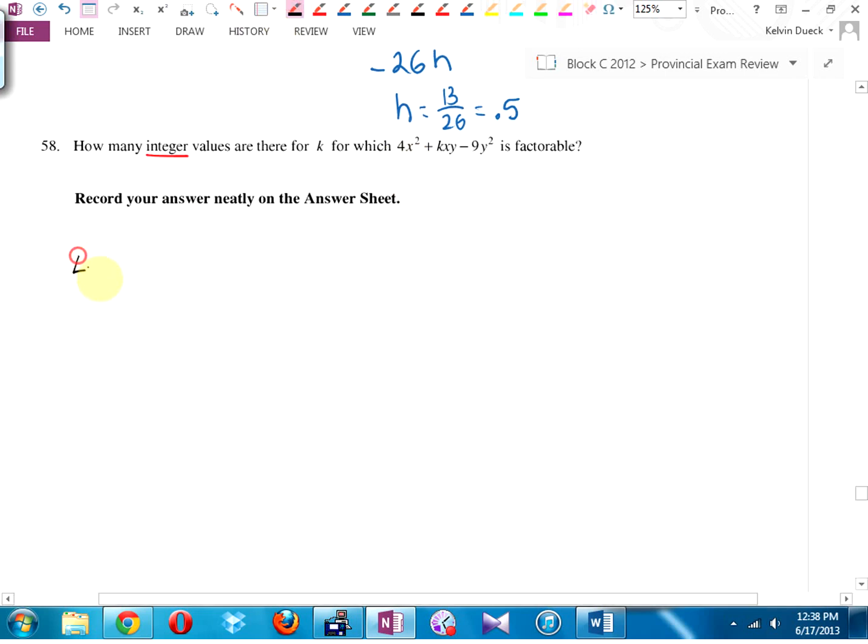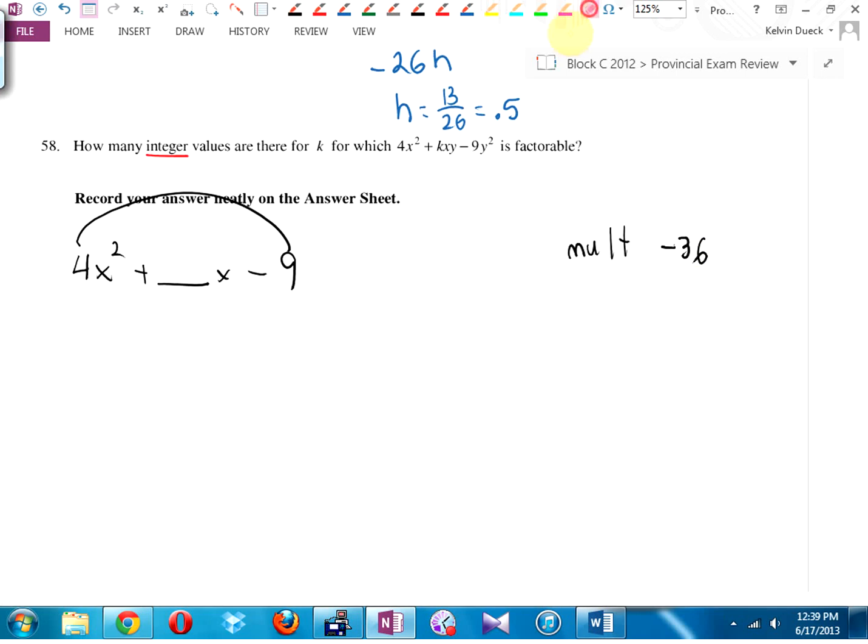All right, let's try it with this one. Now, I told you I'm going to ignore the y squared. That's not going to change how many different ways it factors. That's just going to change how it factors. I would look for two numbers that multiply to what? Not negative 9. Negative 36, I mean. That's what we're looking for. Numbers that multiply to negative 36.